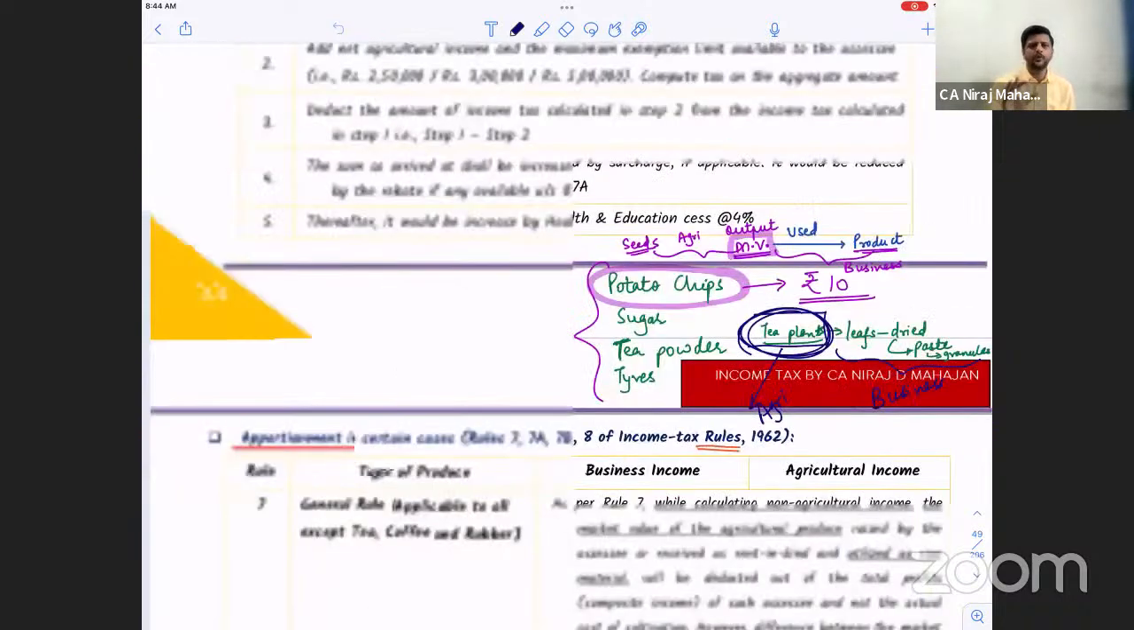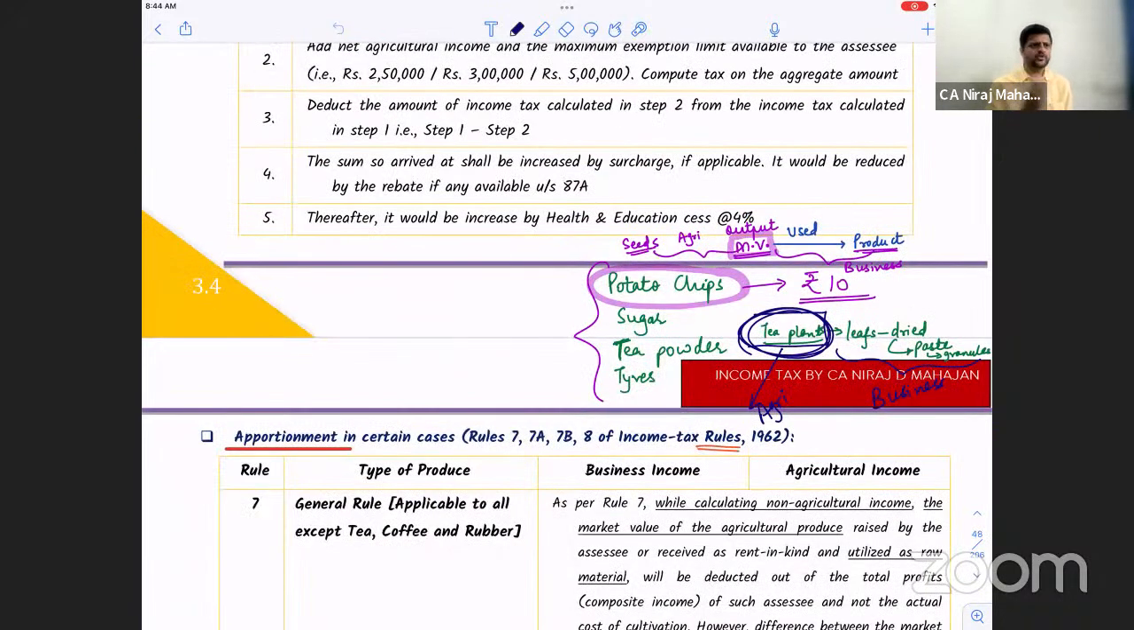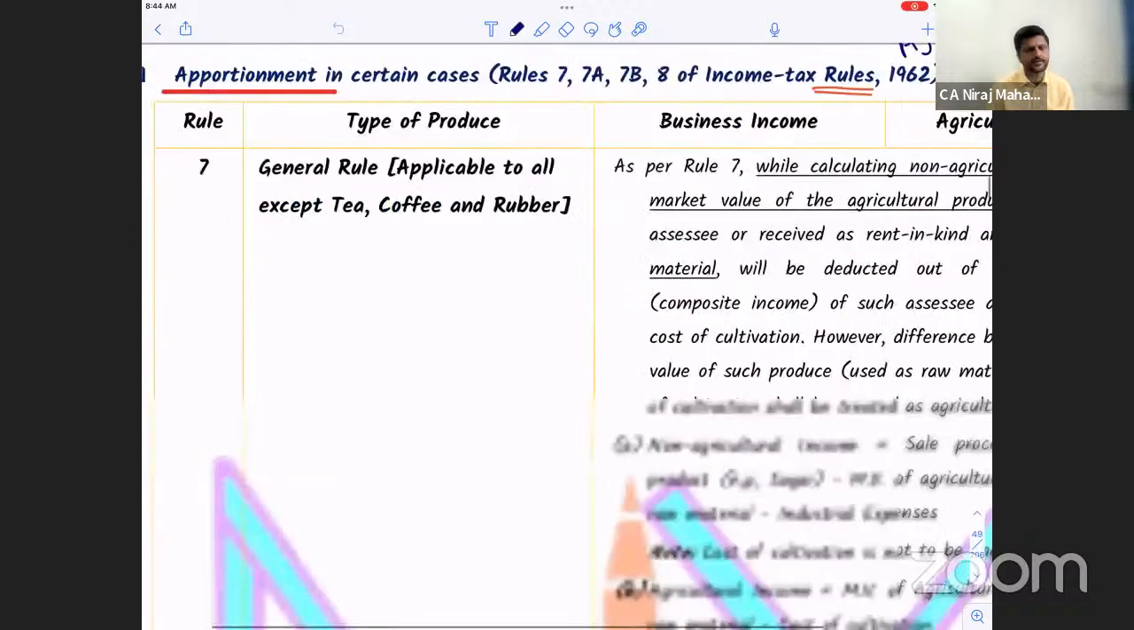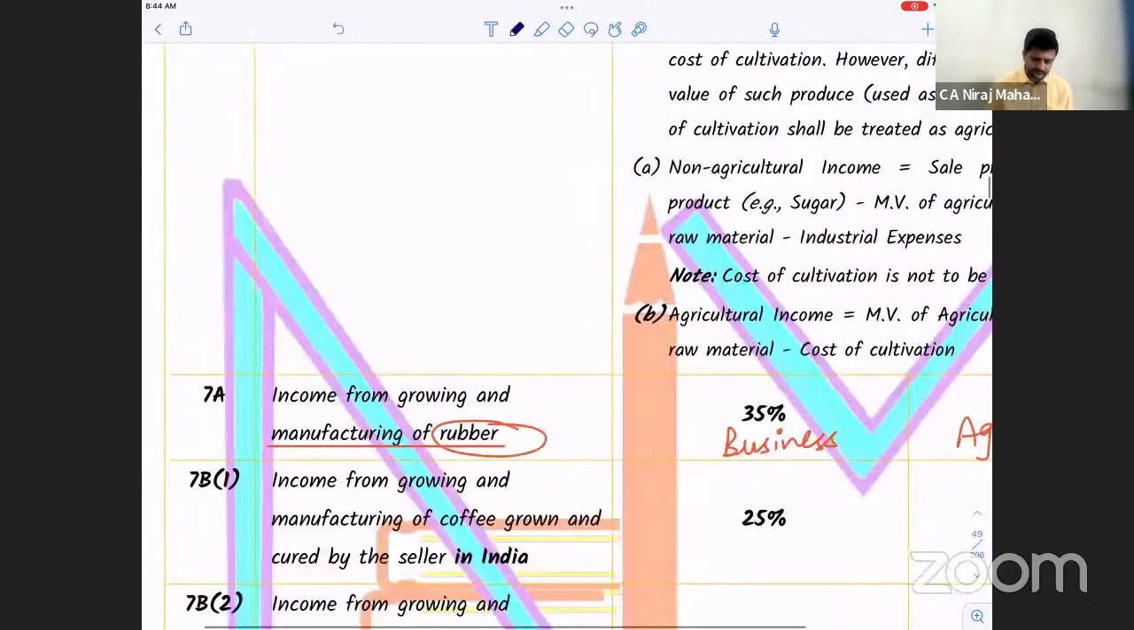Yes. So how much to apportion? Now understand the question. How much to apportion between business and agri? For that we have to use all these rules 7, 7A, 7B, and 8. Clear? Let's start.